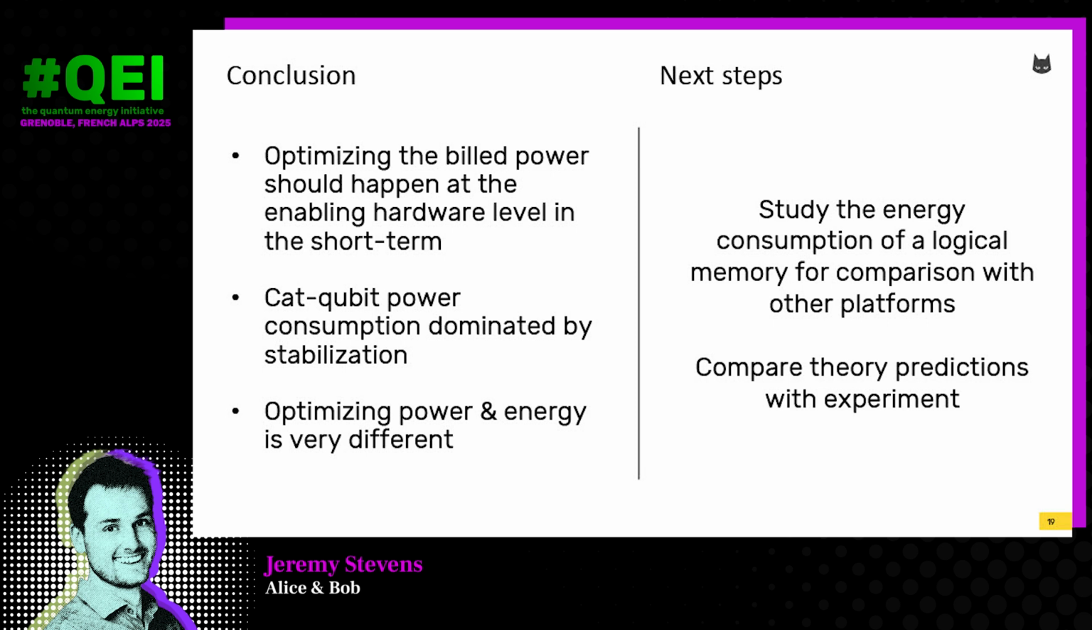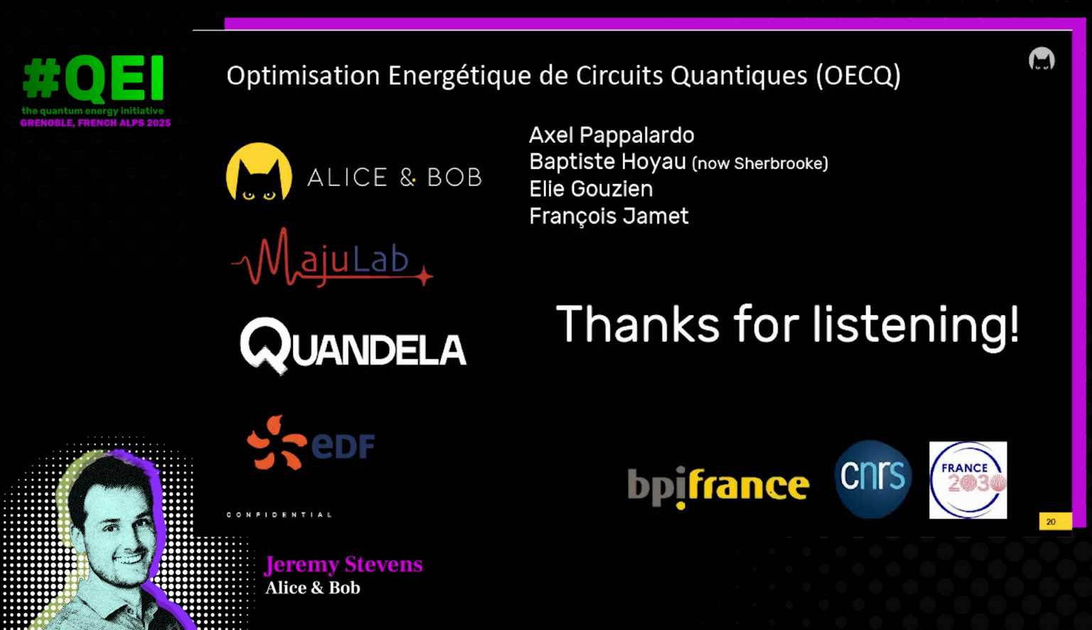And so the next steps for us are going to be to look at studying the energy consumption of a logical memory so that we can compare cat-qubits with other platforms like transmons, for example. And the values I've given here, they're values that you can measure in the lab. You know, you put a spectrum analyzer at the output of your RF source, and you can measure these numbers. So now we can have an actual comparison between the theoretical predictions and the experimental values. All right, with that, thank you very much.